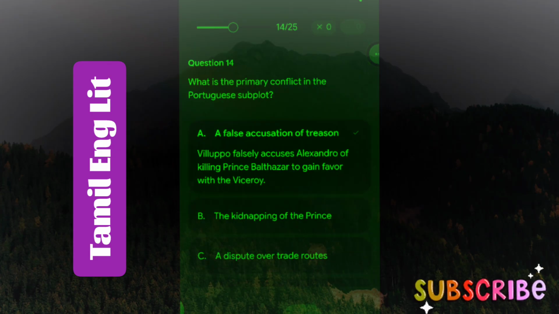Next question is, what is the primary conflict in the Portuguese subplot? A false accusation of treason. Villuppo falsely accuses Alexandro of killing Prince Balthazar to gain favor with the viceroy.